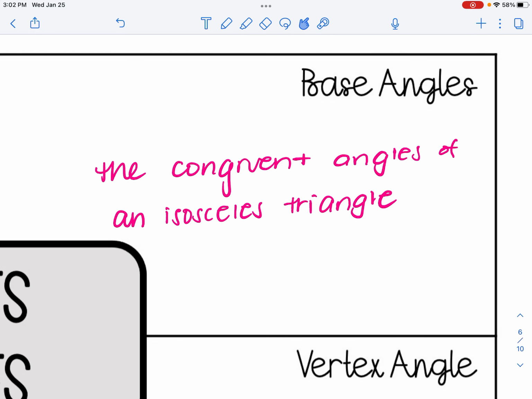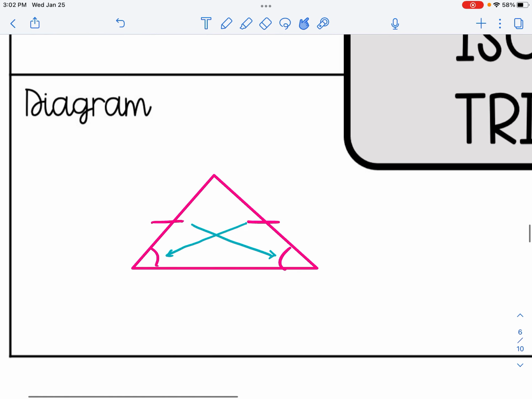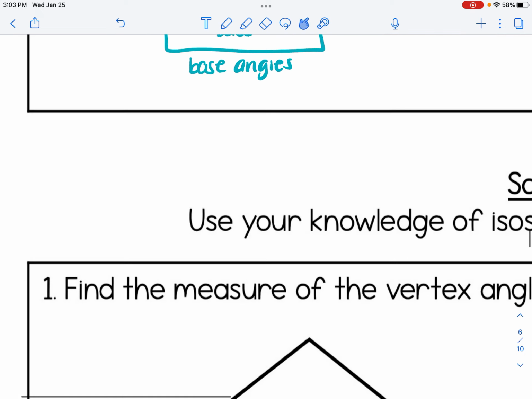The base angles are the congruent angles of an isosceles triangle. And the vertex angle is the non-congruent angle in an isosceles triangle. So just to label those on our diagram here, these two angles at the bottom are the congruent ones. Those are the base angles. And the bottom of this triangle is also called the base. The vertex angle is up at the top. That's the non-congruent angle. And if you don't remember, the two congruent sides of an isosceles triangle are called the legs.